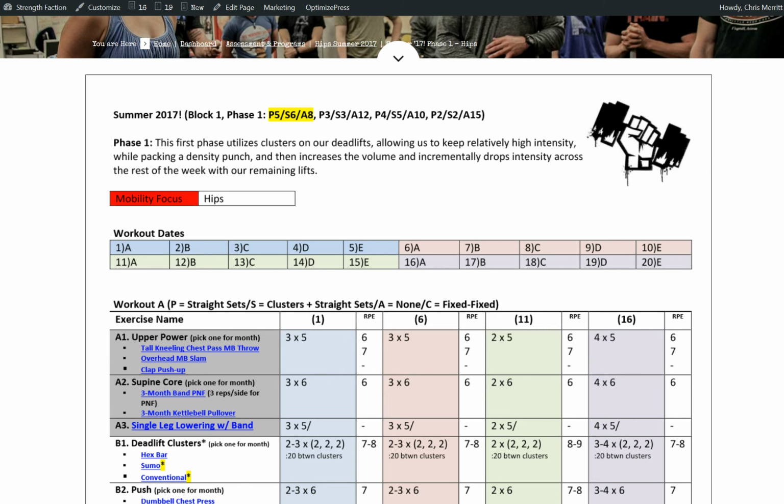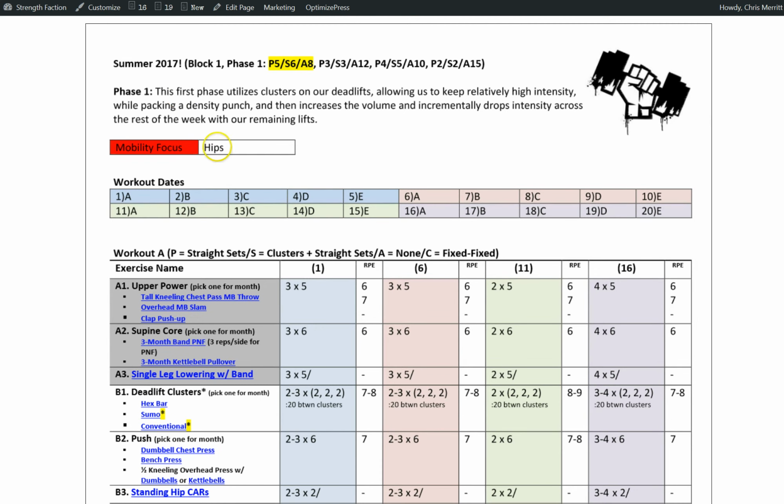But just a little bit of a fast forward here, and you can see what our reps are going to be in month 2, month 3, and month 4 of this program. So power is going to go 5, 3, 4, 2. Strength is going to go 6, 3, 5, 2. And our assistance is going to go 8, 12, 10, 15. All right? Below that, we have that same little bit of information about the program. First phase utilizes clusters under deadlifts, allowing us to keep relatively high intensity, and so on. Below that, just make sure you have the right program, mobility, focus, hips.